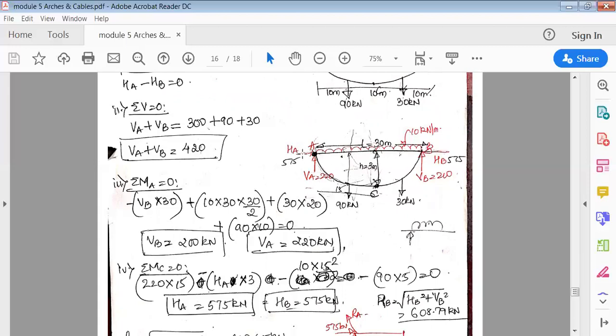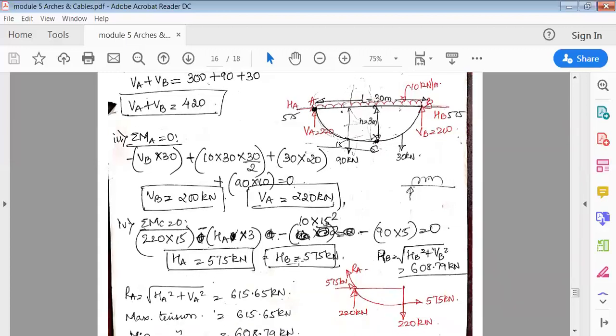Next, HA. Okay, so HA is now, again it will always travel along the length of the cable. So HA is now going anti-clockwise. So HA into 3. Next, minus 10 into 15 into 15 by 2. So it is 10 into 15 square divided by 2. Next, again 90 is going in anti-clockwise. So it is minus 90 into this distance. Okay, that is exactly half. So complete distance, this is 10 and half of this is 5. 90 into 5 is equal to 0.